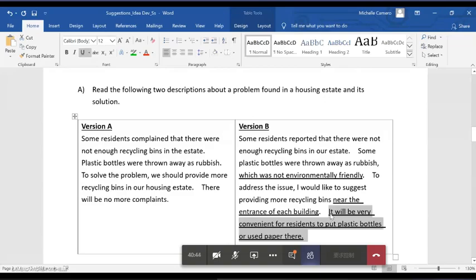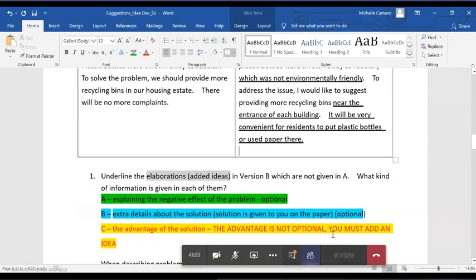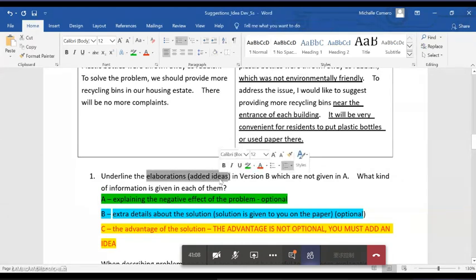It says, it will be very convenient for residents to put plastic bottles or used paper there. Okay, that's the idea that was added. So this is a more detailed advantage of the solution than this one. All right, so there's three different kinds of ideas that are added, which we're talking about right here. All of these are examples of elaborations or adding ideas, but they're different kinds. There's one that's explaining the negative effect of the problem, and that's optional.